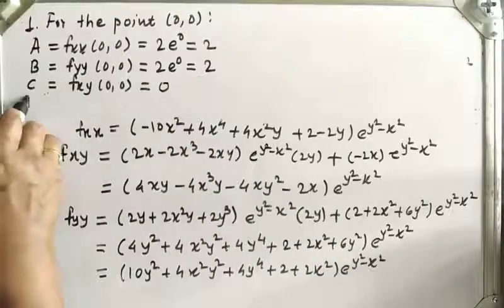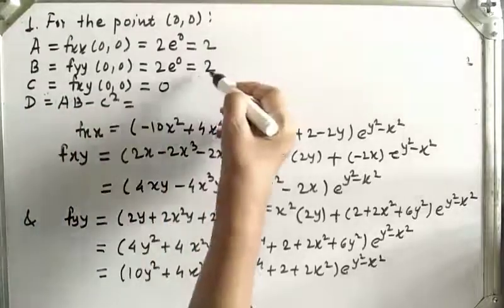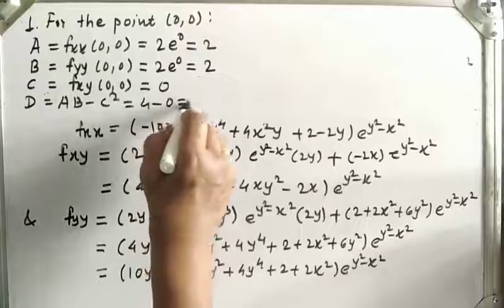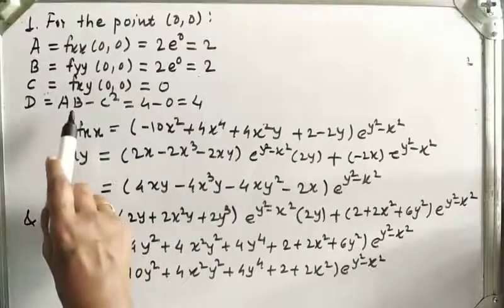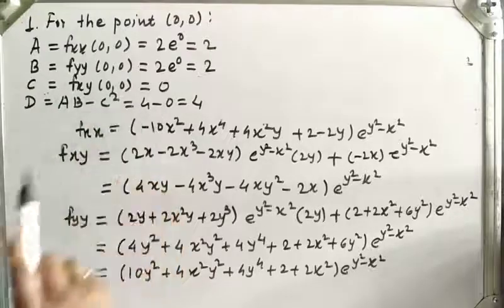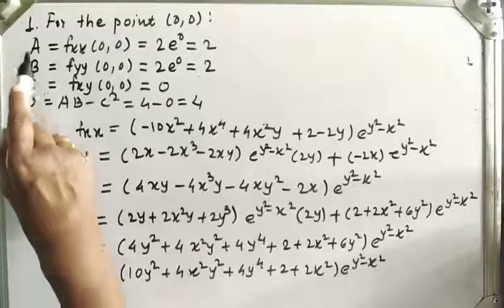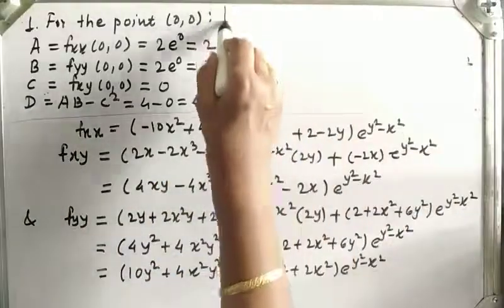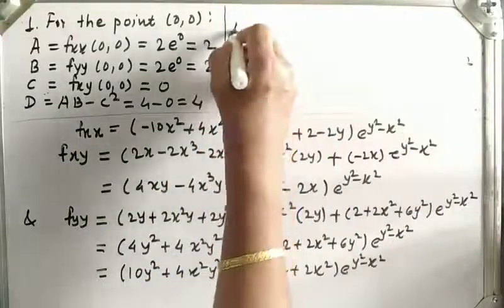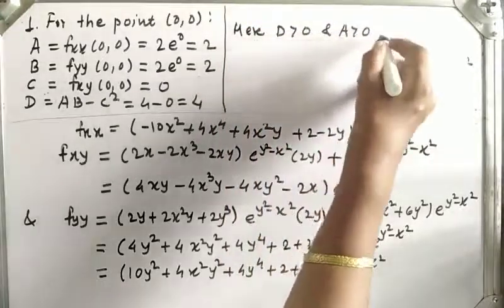And then what will be D? D is equal to AB − C². That is 4 − 0, which is equal to 4. Okay. We get 4 here. So here D is greater than 0, and A is greater than 0. So I am writing here: D greater than 0 and A greater than 0.